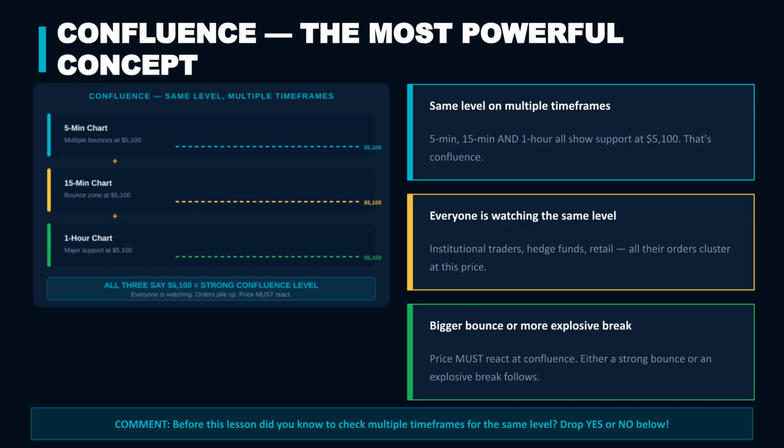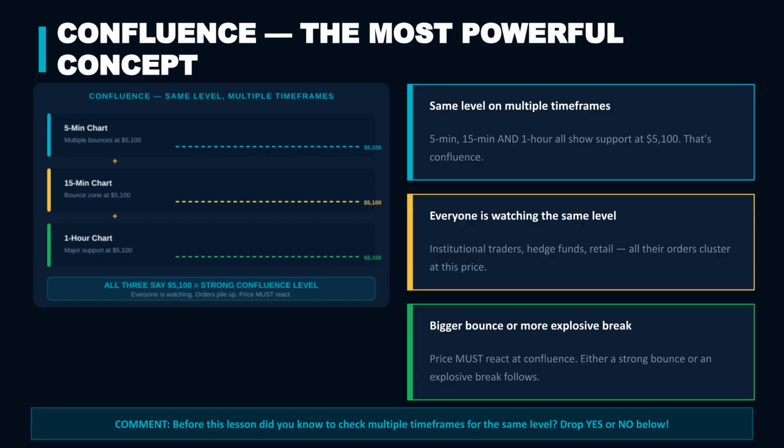Now I want to introduce you to something that changed my trading. Confluence. Confluence is when the same support or resistance level shows up on multiple time frames. Let me give you an example. You're looking at the 5-minute chart. You see support at $5,100. But then you zoom out to the 15-minute chart. The support is also at $5,100. Then you zoom to the hourly. Support is also at $5,100. That's confluence. That's where everyone is watching.